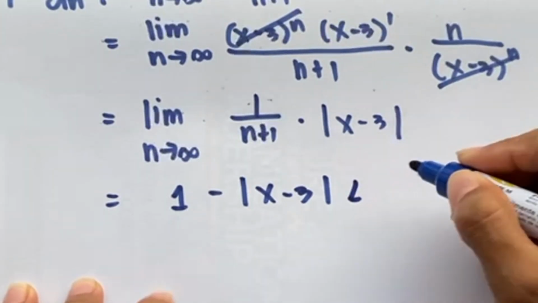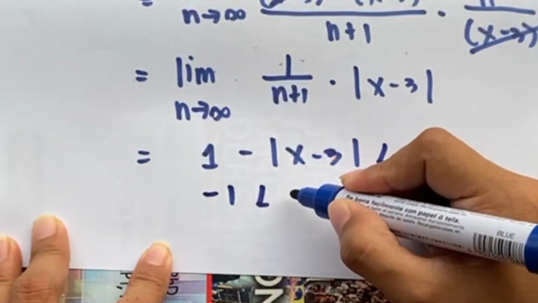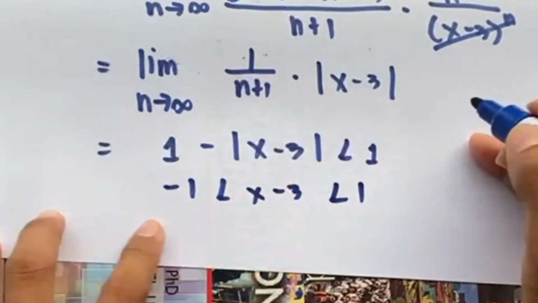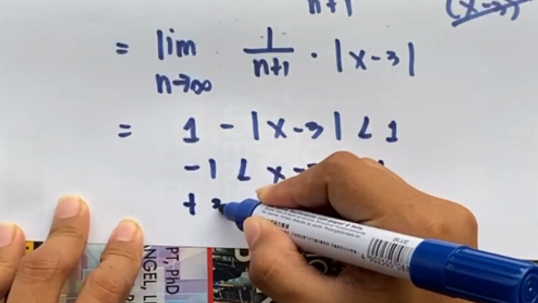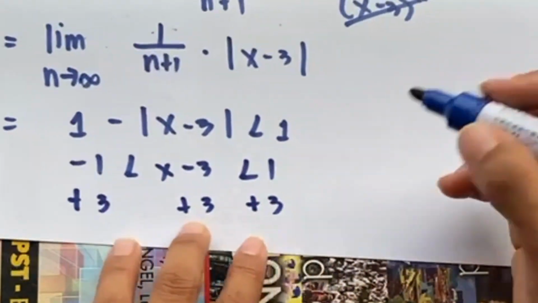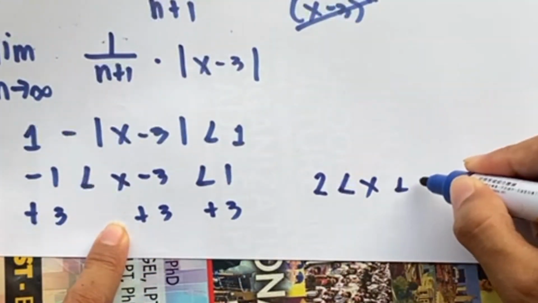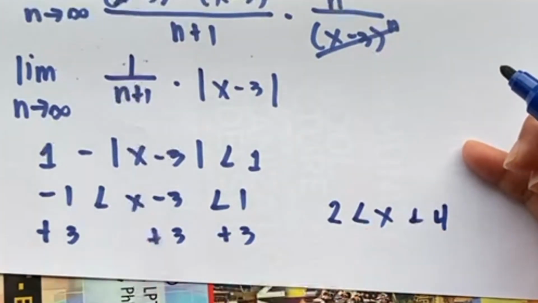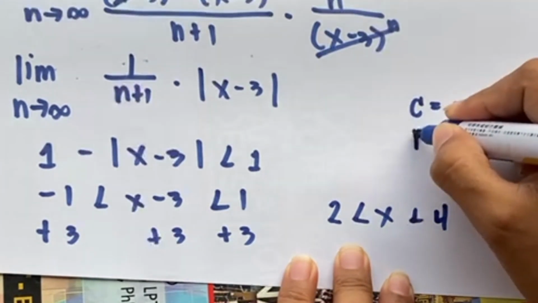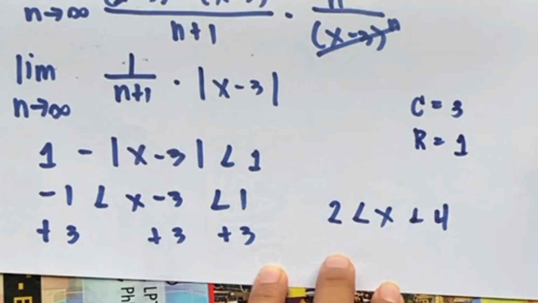So that is less than 1, and we can say that x minus 3 is in between 1 and negative 1. If we add 3 to both sides, x is between 2 and 4. And then the midpoint of 2 and 4 is 3. So we can see that its center is 3. So c is equal to 3, then the radius is 1.